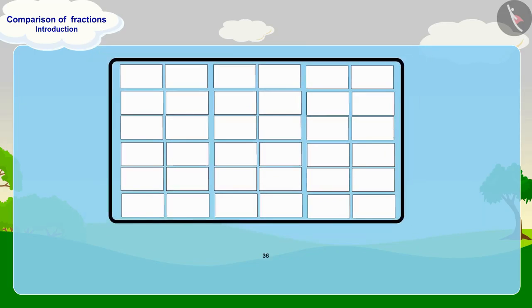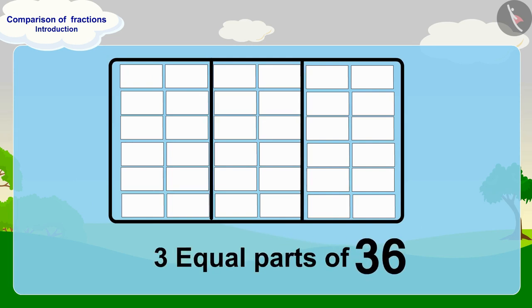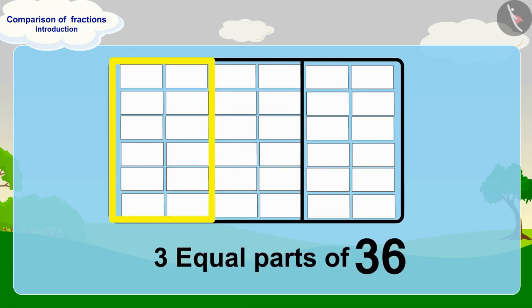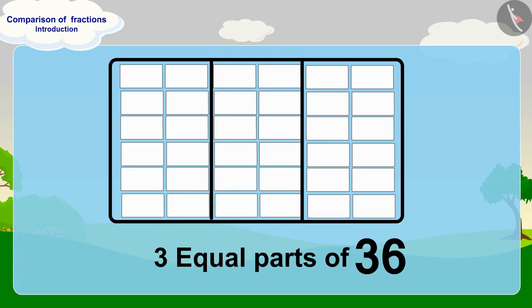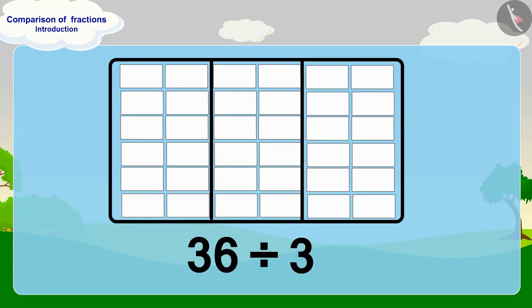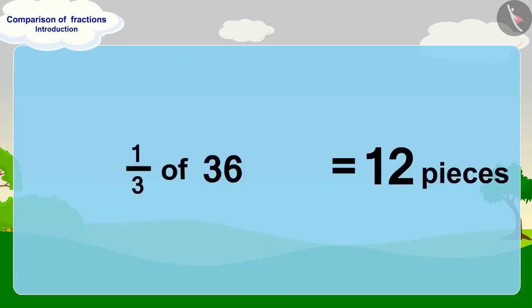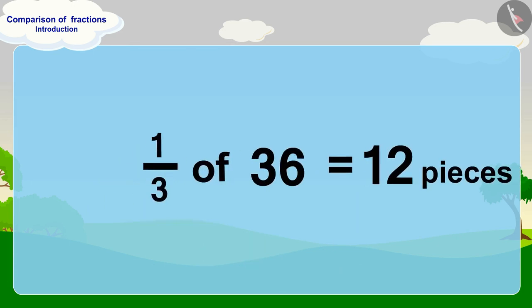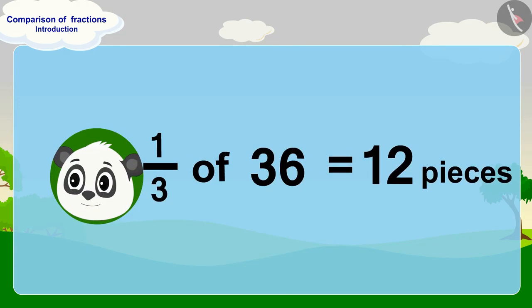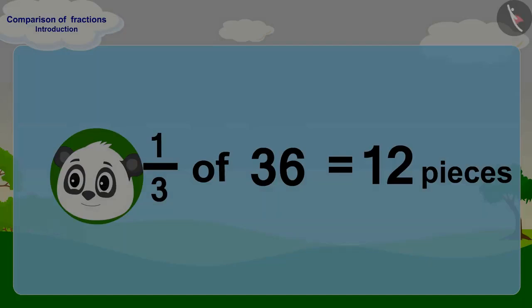Here we have 36 as the whole. If we make 3 equal parts of 36, then how many pieces will be there in each part? Absolutely right. 36 divided by 3 is 12 pieces. In this way, 1/3 of 36 is 12. Golu wrote his name on 12 pieces of paper.